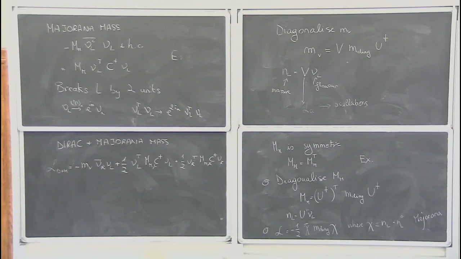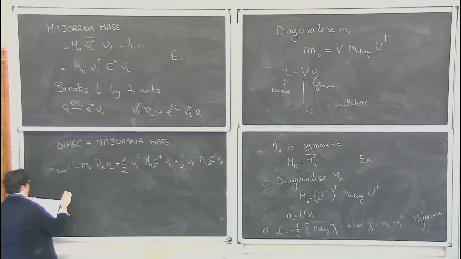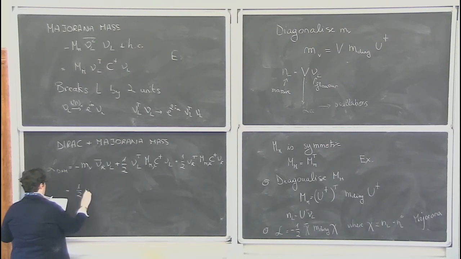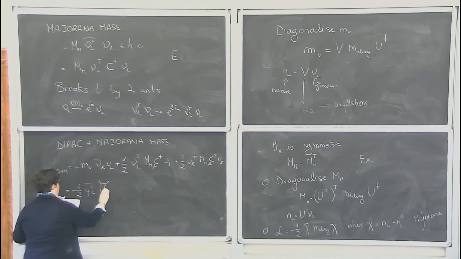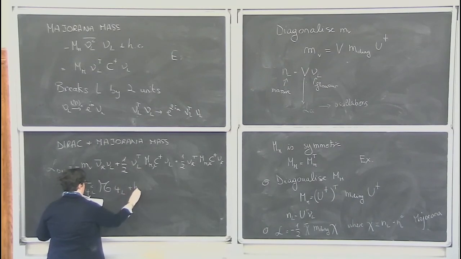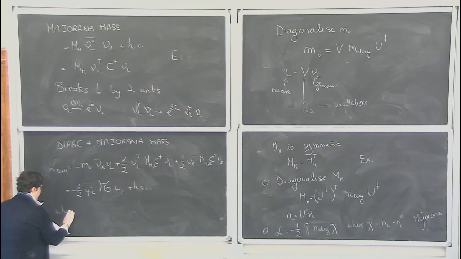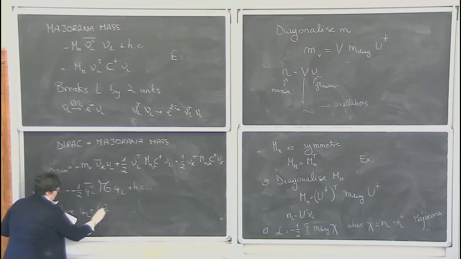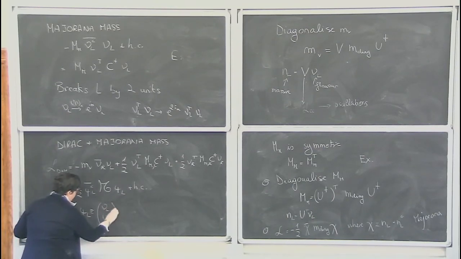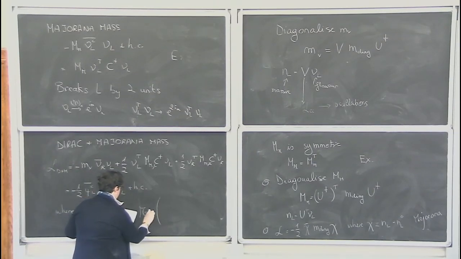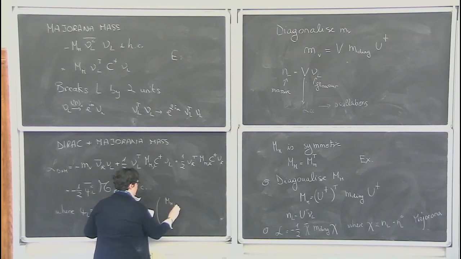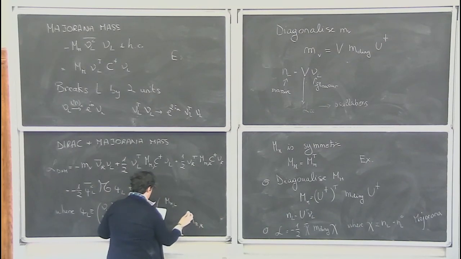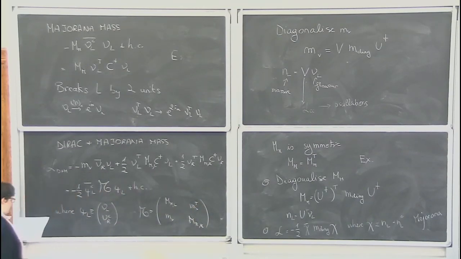Now I need to find the massive states of this Lagrangian, and so the first step is to rewrite it in the following form: minus 1/2 ψ c left bar with a big matrix M, ψ left, plus Hermitian conjugate, where I have defined ψ left to be a combination of ν left and ν right C. And this big matrix M contains the Majorana mass term left and the Majorana mass term right on the diagonal, and the Dirac terms on the off diagonal. It's a nice exercise to show this, so I suggest that you do that.